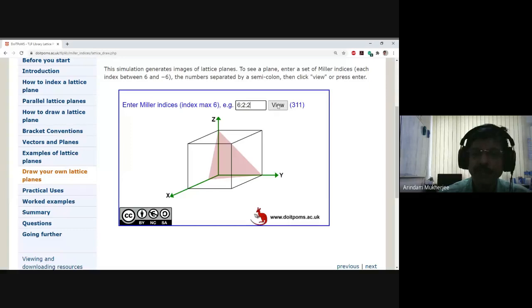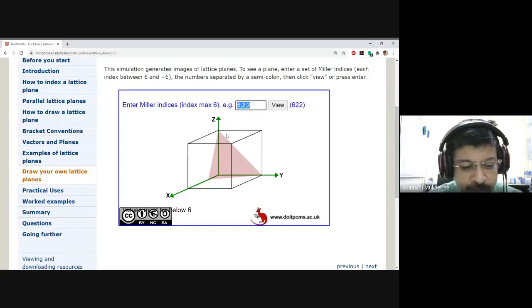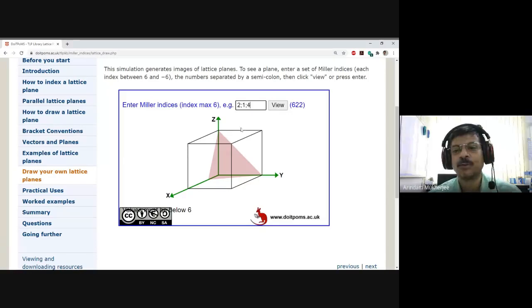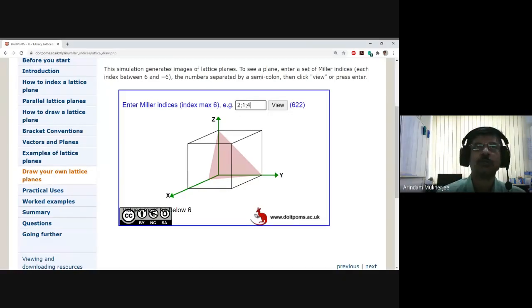Now you view this, and what you will see is values must be below 6 because it is taken in 1 unit cell. So this drawing cannot be changed. So I can understand that. Don't worry about that. So we will do 2, 1, 4. Let's do this one, the last plane, and then I will leave you.